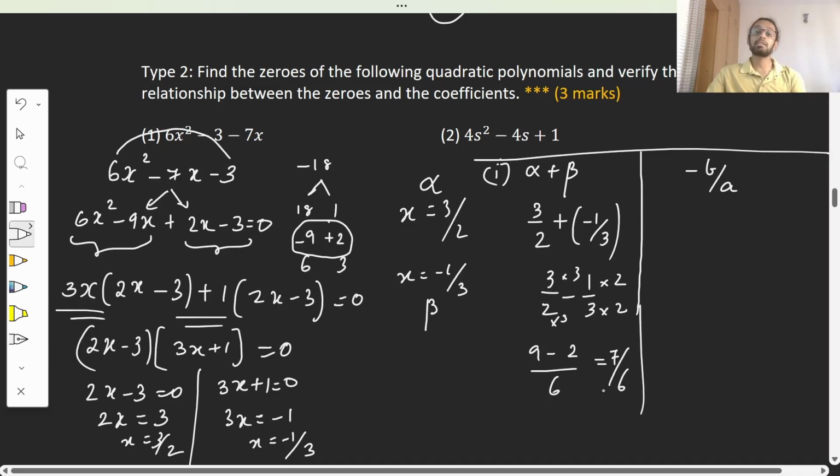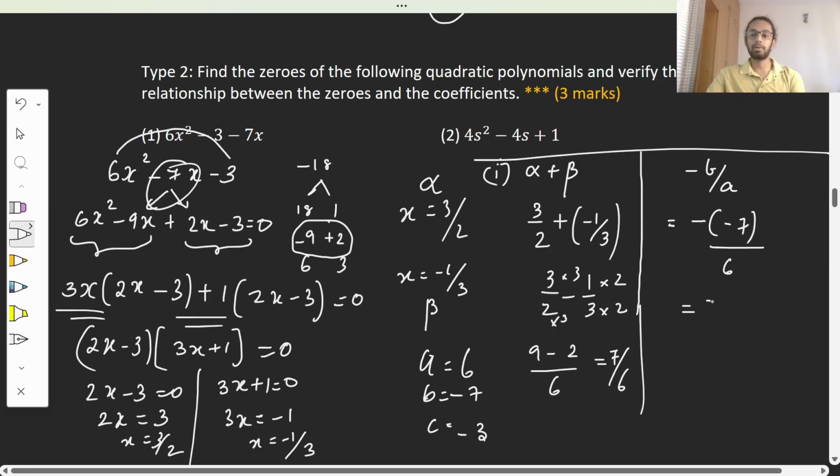Now let us check if we get the same 7 by 6 in the right hand side as well, before which we need to write down the values of a, b and c. As per the question, coefficient of x square is a, which is 6, and coefficient of x is b, which is minus 7, and constant term is c, which is minus 3. When we substitute this, it's very important to remember that there is a minus in the formula itself, and the value of b is minus 7, a is 6. Minus times minus becomes plus, and we get the same 7 by 6 as the solution. This is one verification. We need to do the other verification as well.